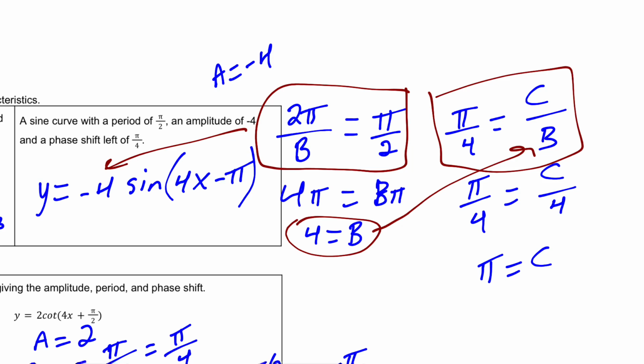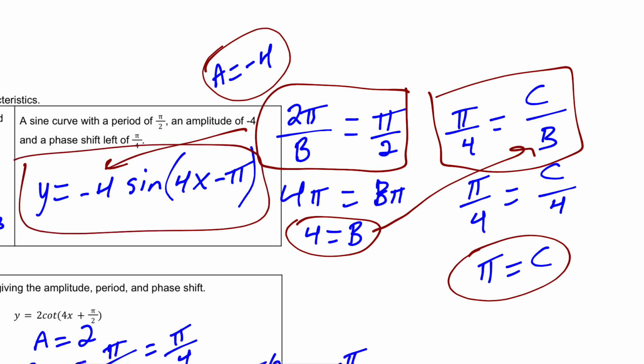I'm sorry, to figure out what our c value is, they give you the phase shift. And so now that we have c, we plug a, b, and c into the equation, and here you go.